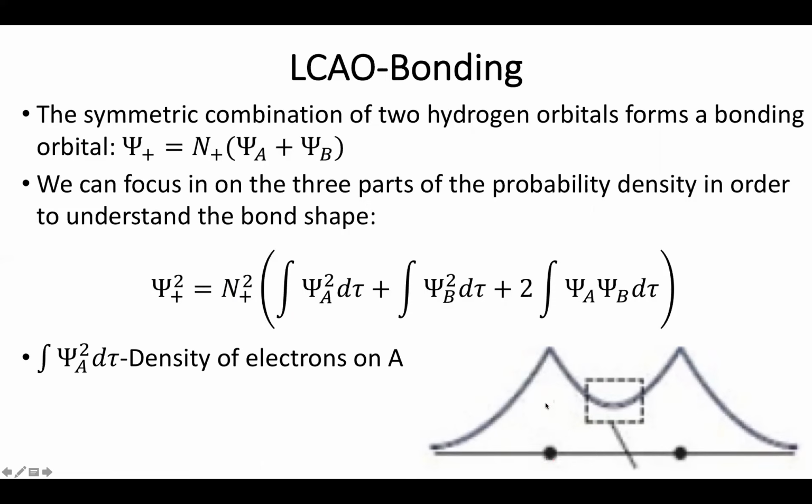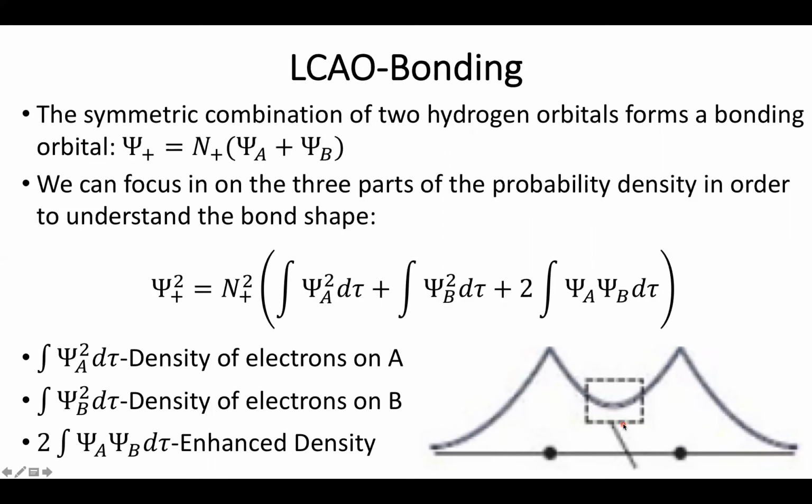Hydrogen A will have its own certain electron density, which, because we have two identical atoms and a symmetric function, will be the same as the density of electrons on atom B. And these should trail off like we would normally expect for any sort of hydrogen wave function. But where things get a little bit weird is this intermediate region. This is modified by our overlap integral, which can be thought of as a degree of enhanced density.